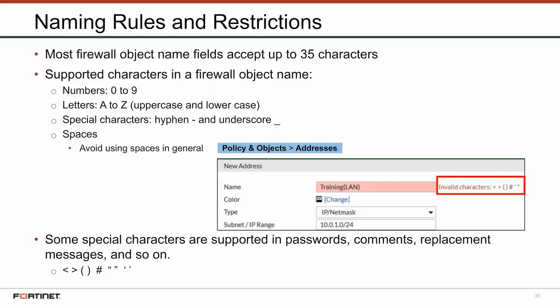When configuring names for firewall objects, only certain characters are supported. For example, training (LAN) is not a valid name for an address object because it includes special characters that are not supported. Although spaces are supported in the names, as a best practice, avoid using spaces in names.